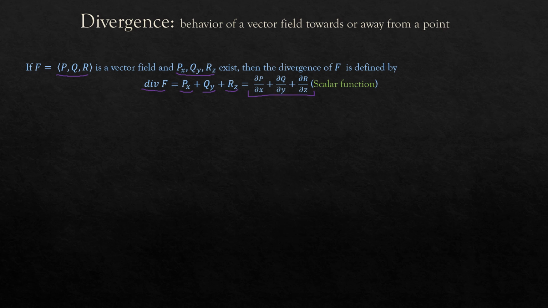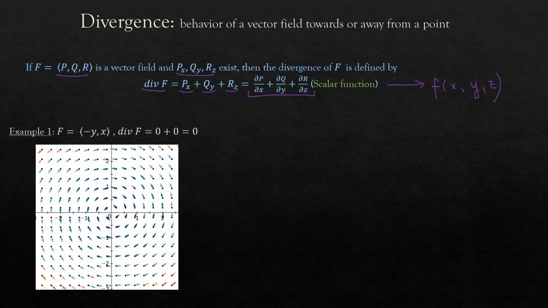So notice what happens. We take a vector field, we compute the partial derivatives of the components with respect to the corresponding variable, and then we add them up. So we get some function, let's say little f of x, y, z, not a vector field, a scalar function. Let's take a look at a couple of examples of vector fields in R2, which are easier to visualize, so it will make sense as far as the behavior of a vector field towards or away from a point. So let's take a look at the first example.